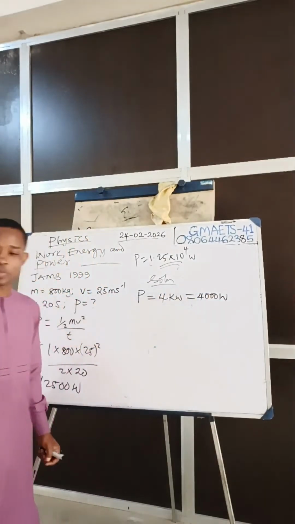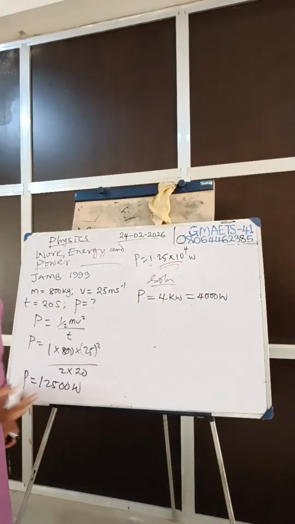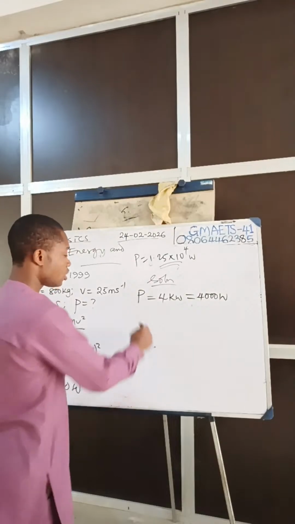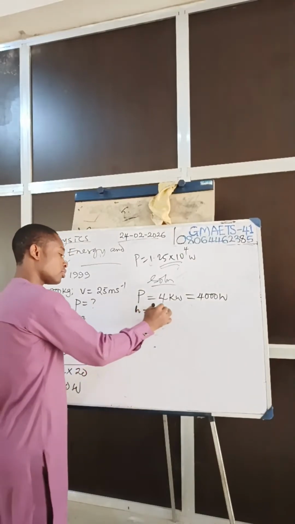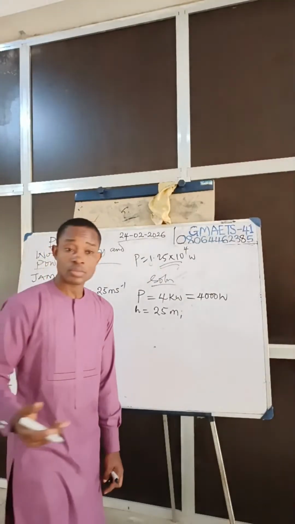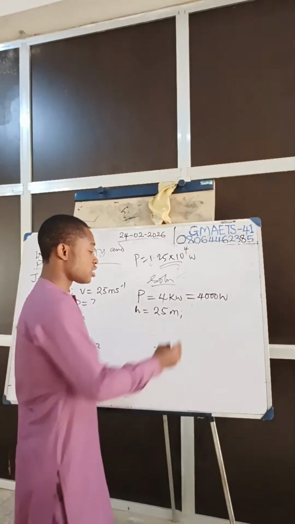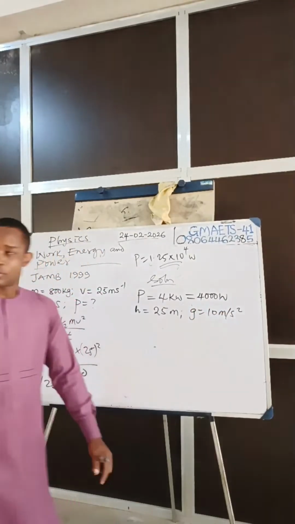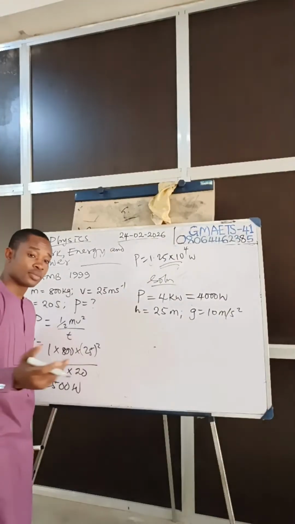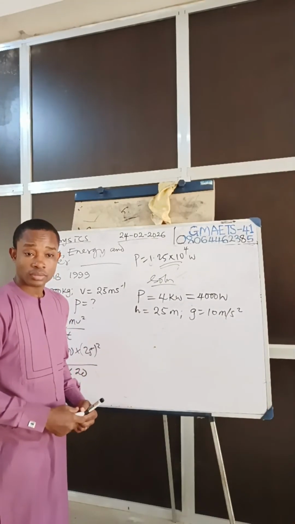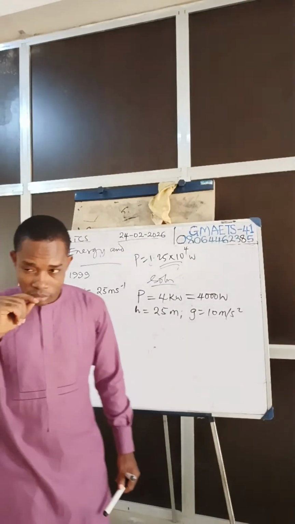What's the next parameter given to us? The height is 25 meters. Next, the acceleration due to gravity was given. Then we are asked to calculate the quantity of water it will pump out per second.